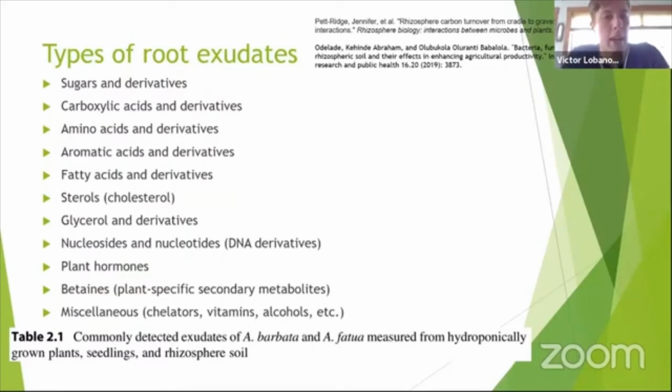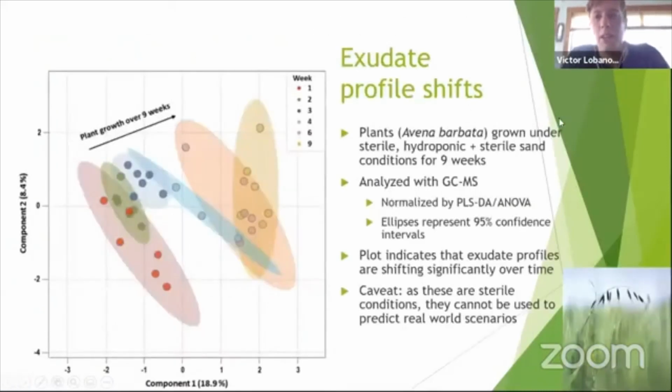But as this list implies, it's a really diverse set of compounds. And not only that, but it also changes over time. So these are plants that were grown in a hydroponic setting for 9 weeks, and the profile of exudates that they were producing changed as a function of how far into the growth cycle they were.